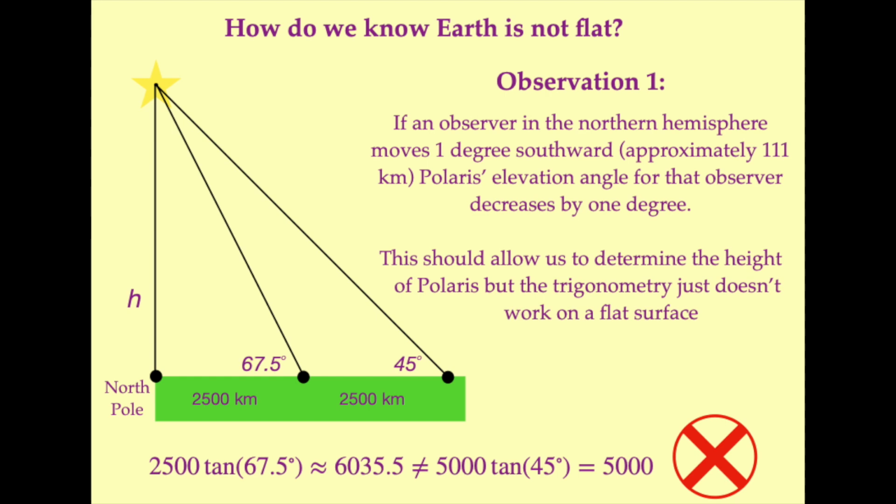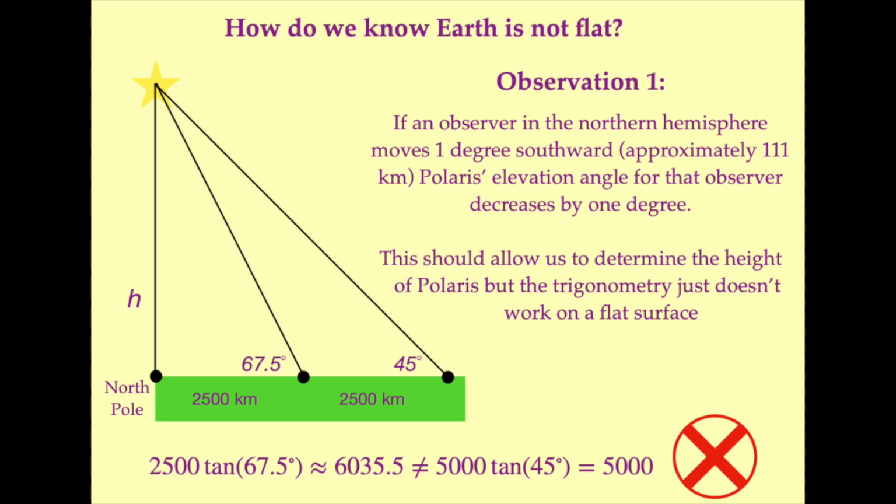How do we know that the Earth is not flat? Consider the case of an observer directly beneath the pole star Polaris. For this observer, Polaris has an elevation angle of 90 degrees. It is straight up. For every 111 kilometers southward the observer moves, the elevation angle of Polaris is observed to decrease by approximately 1 degree.